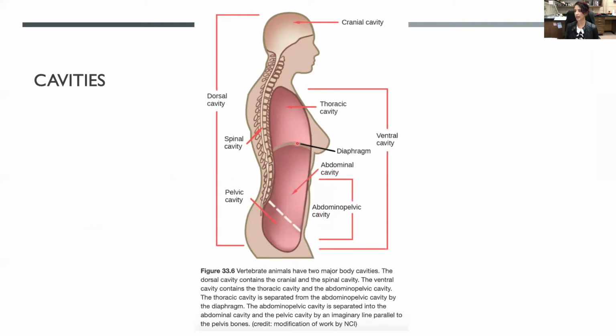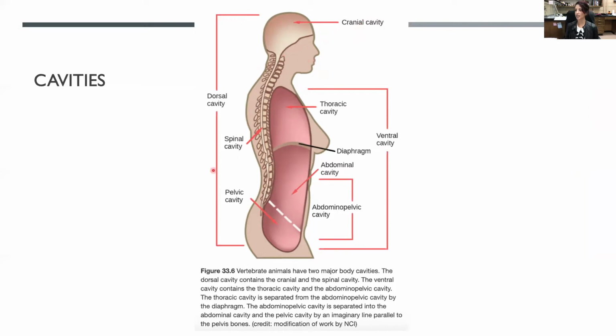This is topped off by the diaphragm. And the thoracic cavity is where we have our lungs situated. This whole thing together is called the ventral cavity. Ventral means belly side. We have the spinal cavity here, which houses our vertebral column. And we have the cranial cavity that houses our brain.